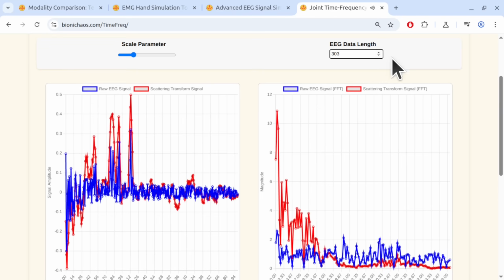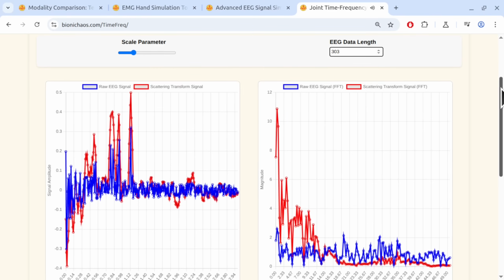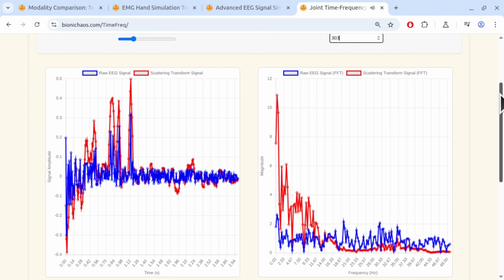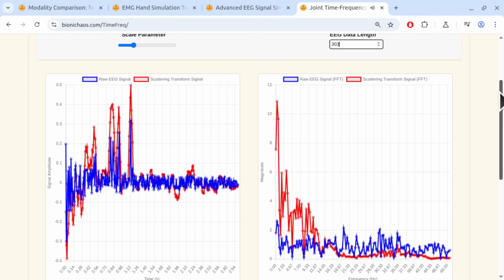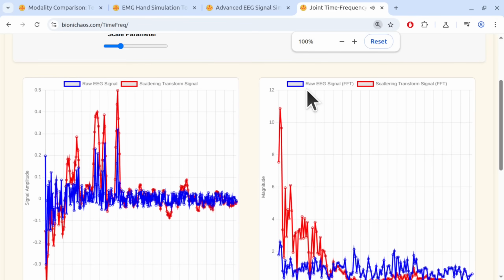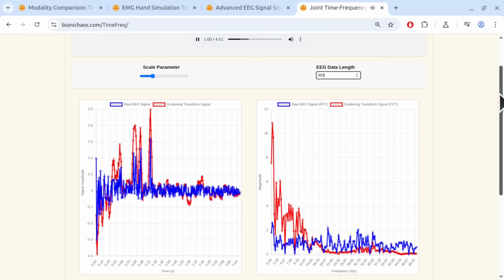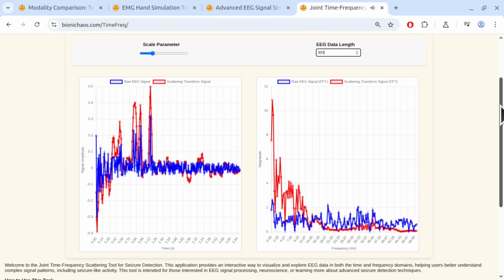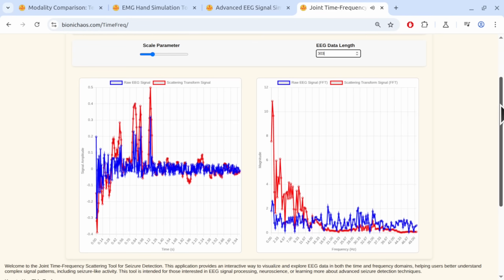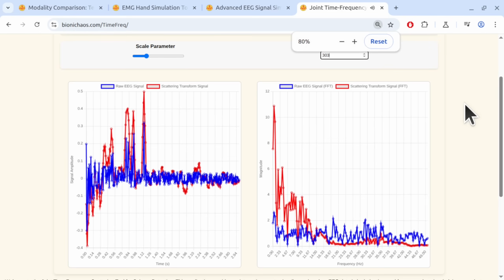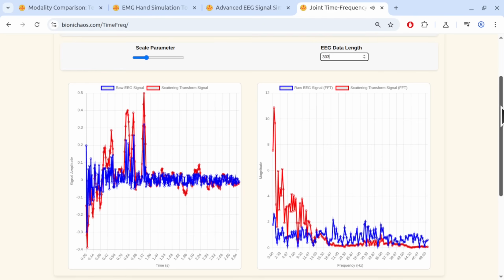And that brings us to our source material today. It introduces a pretty fascinating approach, this joint time frequency scattering tool, designed specifically for this challenge. So our mission here is to figure out what this tool actually is, how it gives us that deeper look, and why this advanced perspective is so important for spotting those tricky seizure patterns.